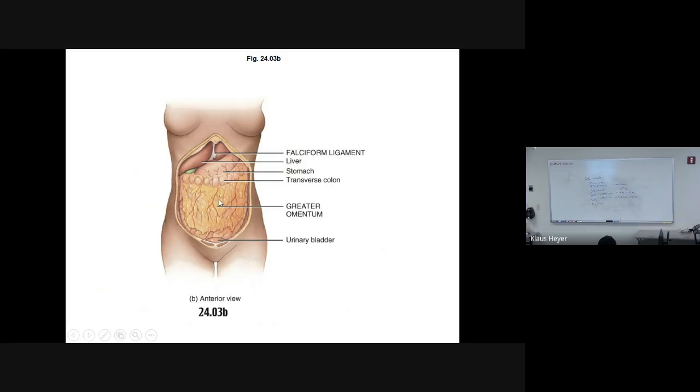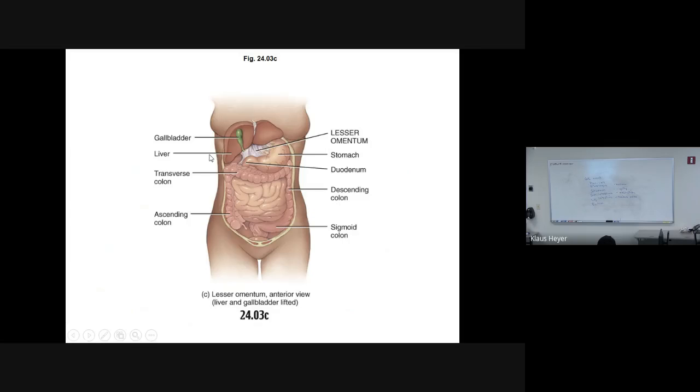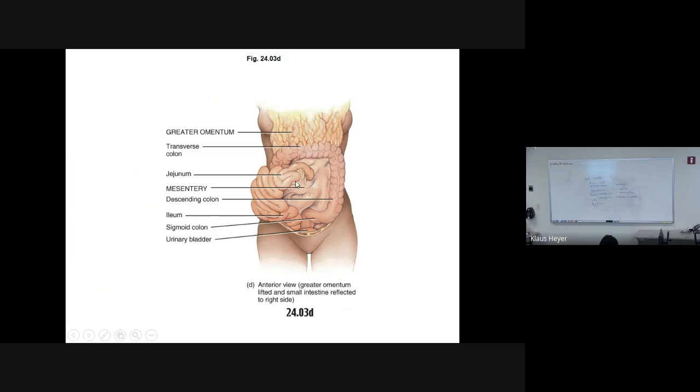So the greater omentum, falciform ligament, lesser omentum, and then if I start to pull some of this small intestine out, you'll see webbing in between it. It looks like this, like there's webbing in between it all. So that's the mesentery.